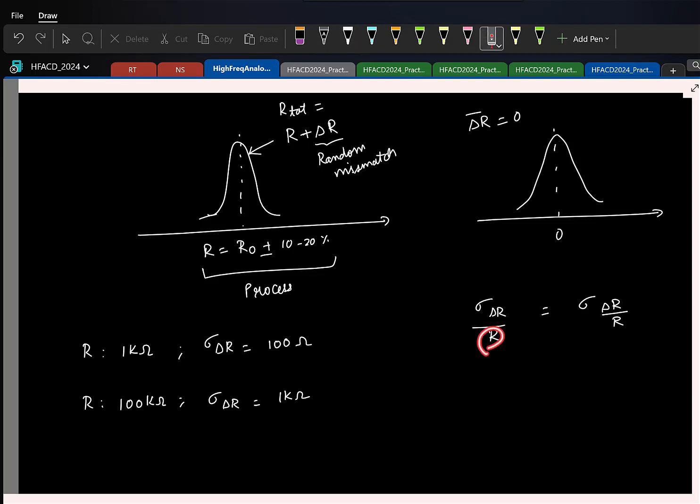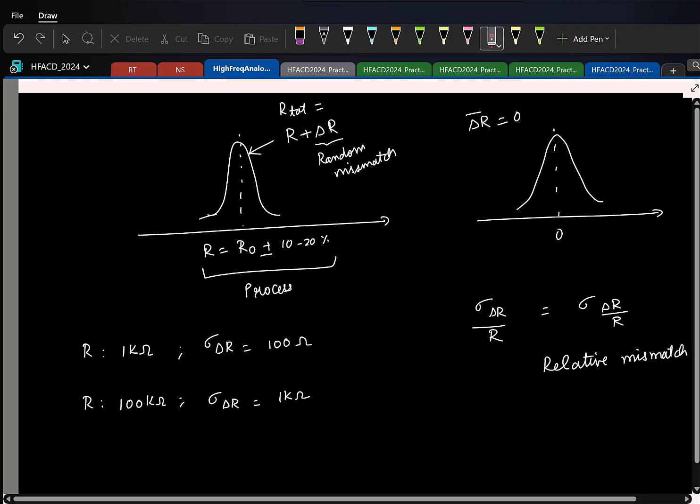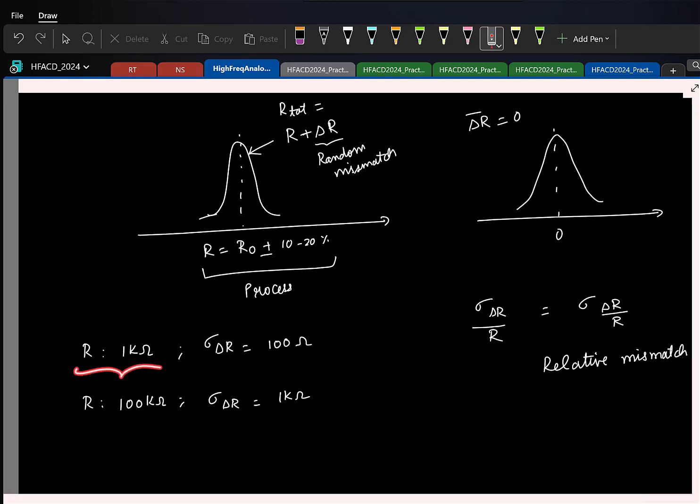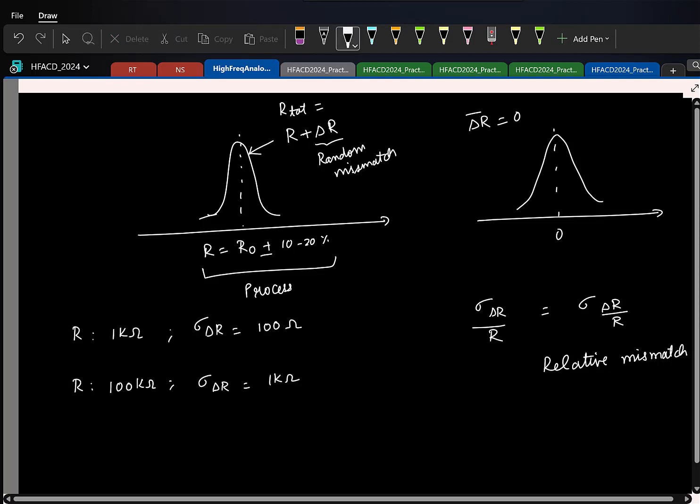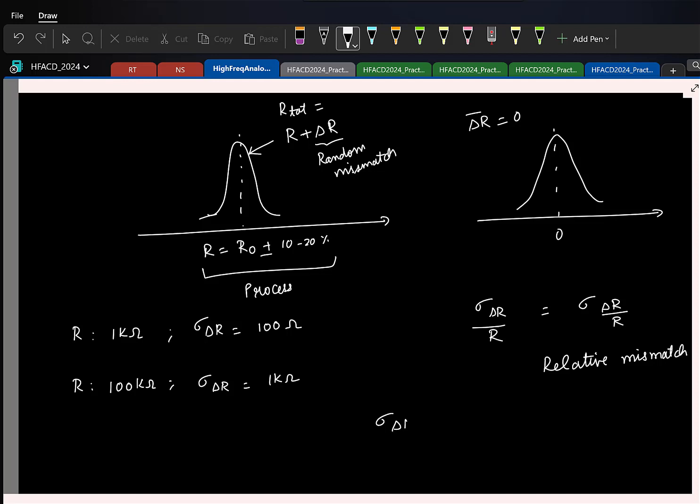Because this is a constant, taking the standard deviation and dividing it by a constant is the same as taking the standard deviation of the quantity divided by the constant. Okay. So this is typically called the relative mismatch, and that is what is usually quantified. The absolute mismatch will not give you the full information because it depends on the nominal value also. So we quantify with relative mismatch. And similarly for the capacitance also, like how we quantified for resistor, even for capacitor we quantify this using relative mismatch.